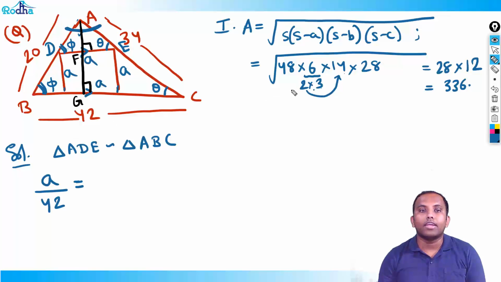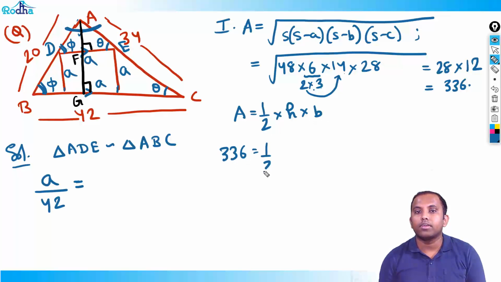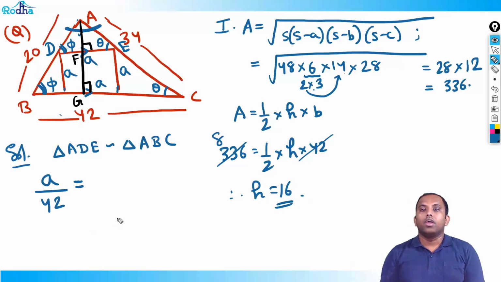And this I should equate with the area of a triangle, which is half into height into base. What is the area? 336. What is the height here? You need to calculate. What is the base here? 42. So we'll get the value here. Simply cancel, and the height you will get is 16. So by this you can get the height as 16. This is the first method to get the height. Obviously you should know the concept.